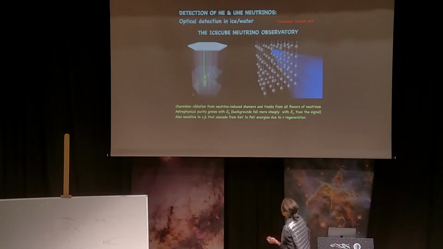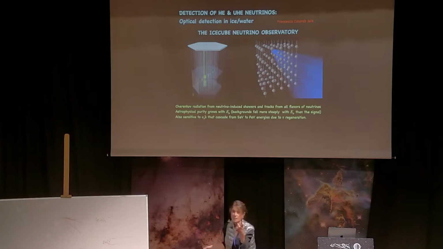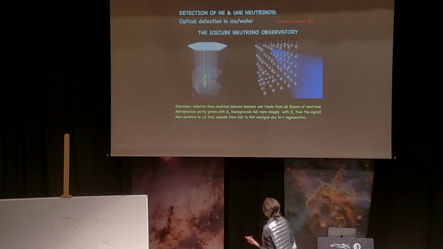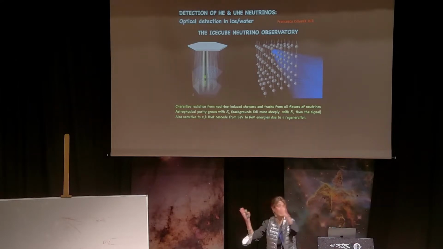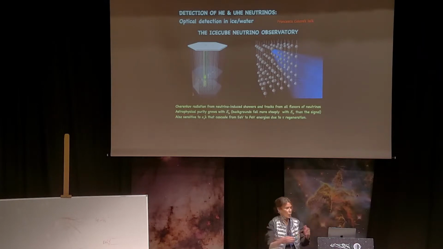So it detects Cherenkov radiation from neutrino-induced showers and tracks from all flavors of neutrinos. I told you there are two types of topologies, tracks and showers. And the astrophysical purity, of course, grows with the neutrino energy, because the backgrounds fall more steeply with energy than the signal, okay? So we are also sensitive to tau neutrinos that, via this regeneration effect, cascade from very high energies to lower energies. As they produce a tau, then the tau decays, and so on and so forth, okay?